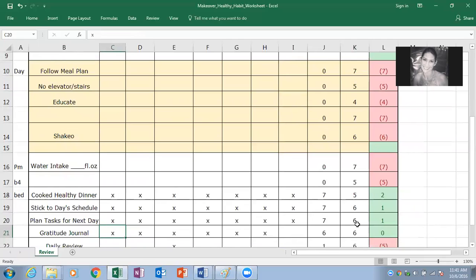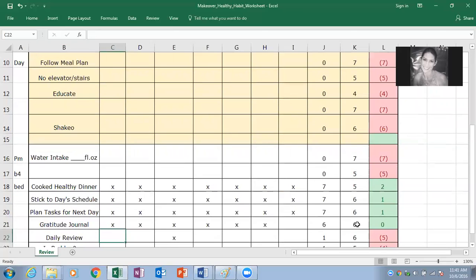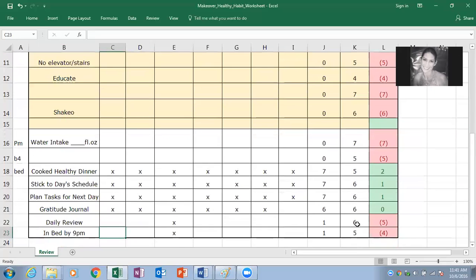I want to write in my gratitude journal because I do want to finish my day with a positive mindset. And I also want to make sure I do my daily review. Doing this, just checking what I did well in my day and where I fell a little bit short. I also want to be in bed by 9 p.m. because if I don't do this, then I don't get enough sleep hours, and that's not good for me, and it's not good for my family because they don't like me when I don't sleep well.